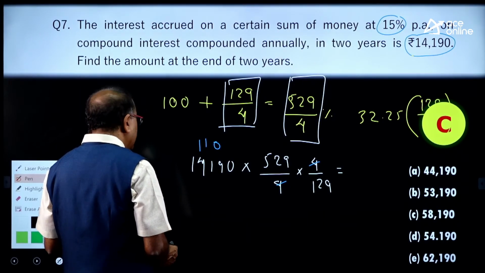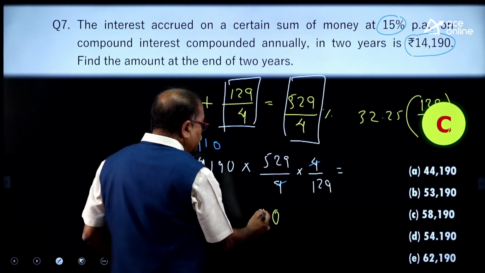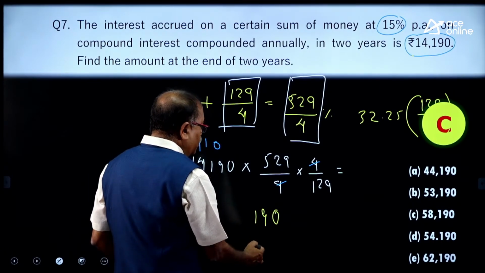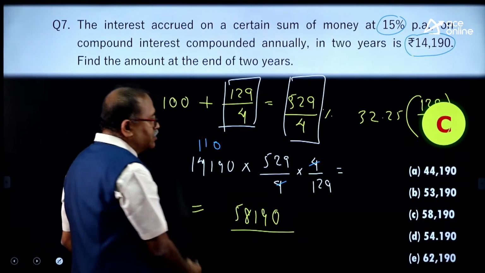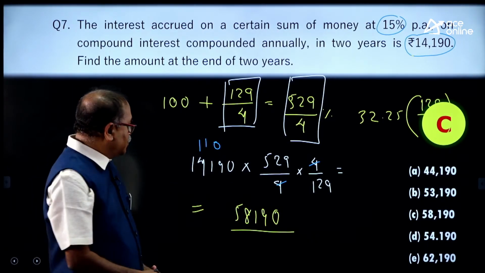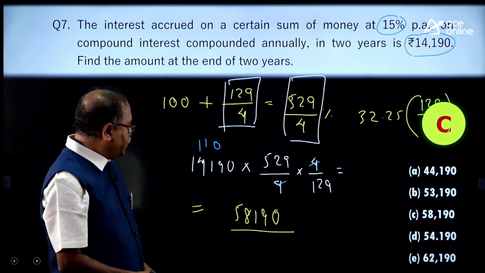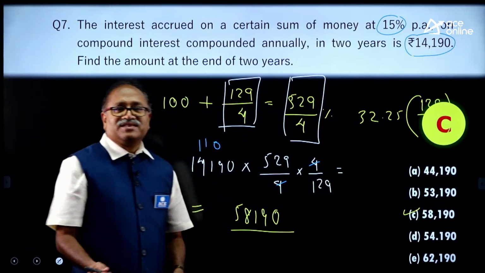So, what should be my number over here? That is 0, and this is 9, and that is 1, carry 1, and then 7, 1, 8 and 5. That is your answer. Do we have any option? 58,190, option choice C.